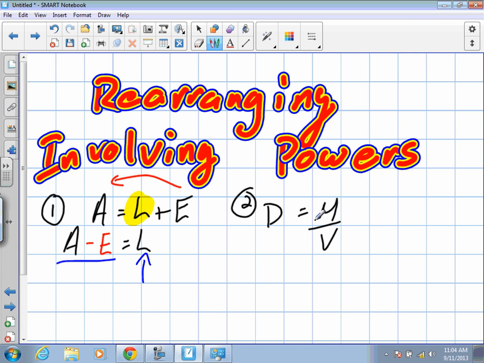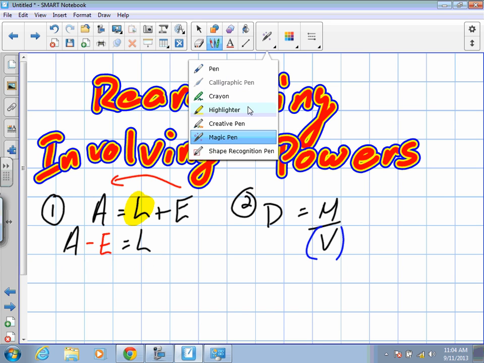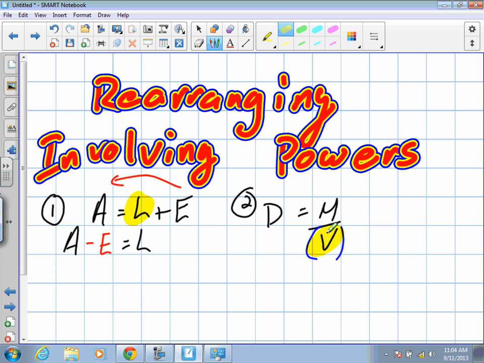With that same idea, let's say we're trying to isolate for V. V is a little more difficult to isolate for. Right now it's on the bottom of the fraction. And if I just move M over, I'm going to have 1 over V, which is not what we're looking for. We're trying to get V by itself.